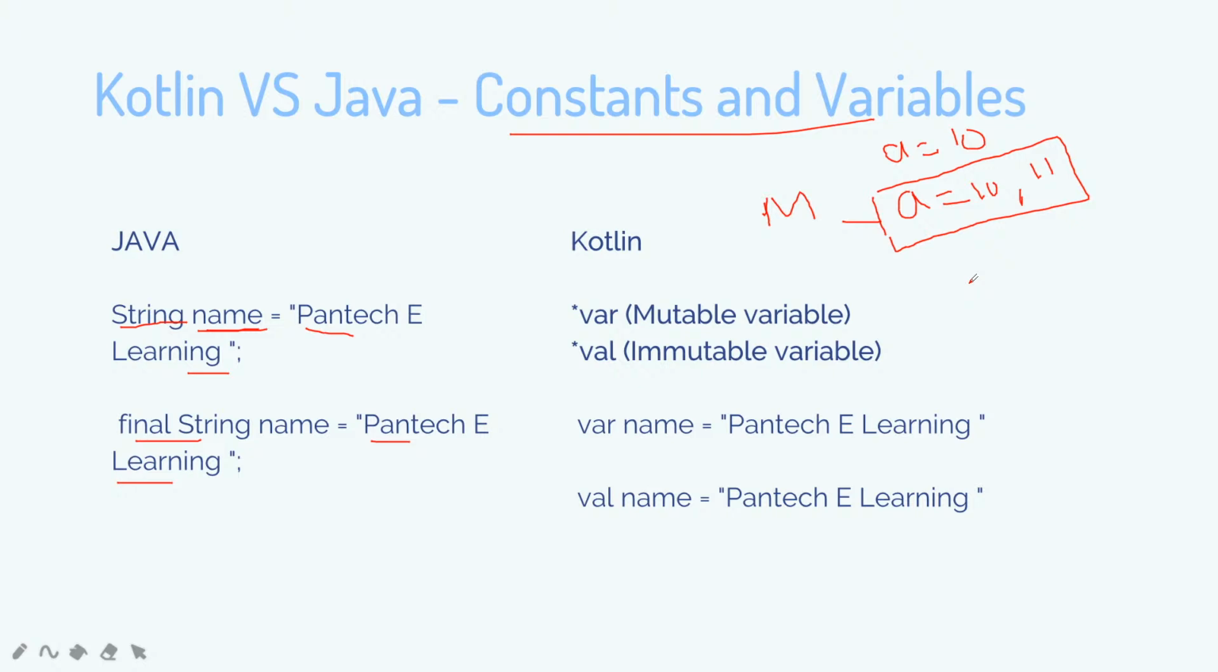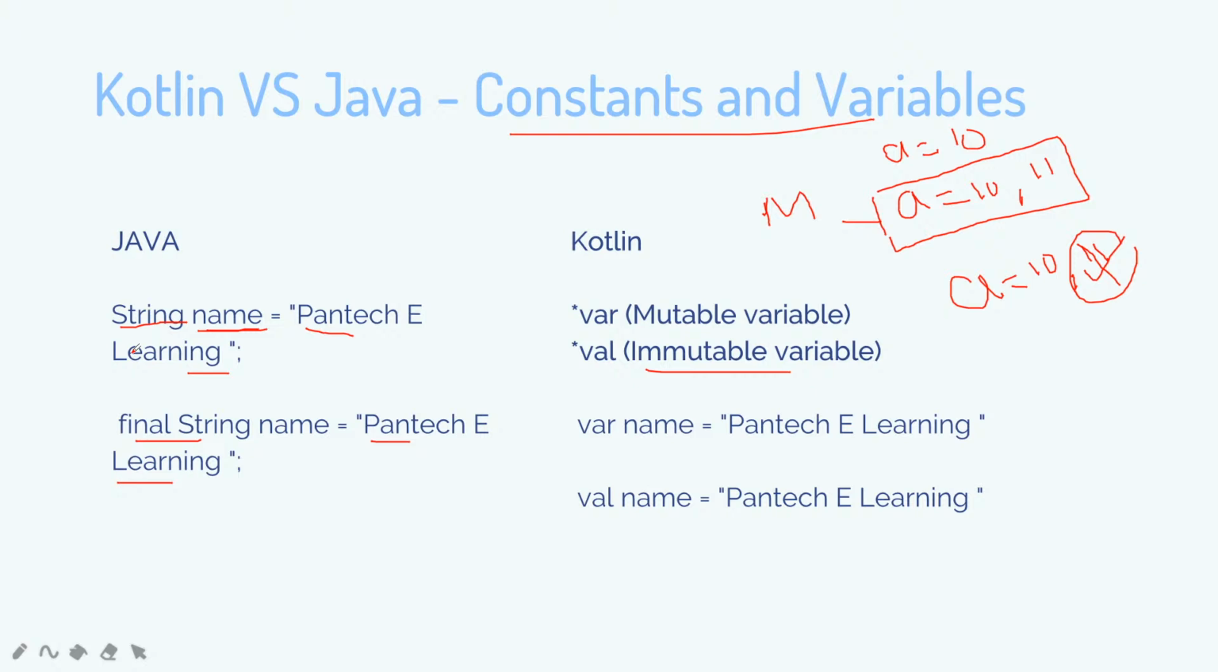But if you have a is equal to 10, and I try to add another value 11, but we can't add it, that is called immutable. So here, if you want to build a string name as a mutable type, you can use String name. Otherwise, if you want to use immutable, you need to use final String name in Java. But here Kotlin is totally different.